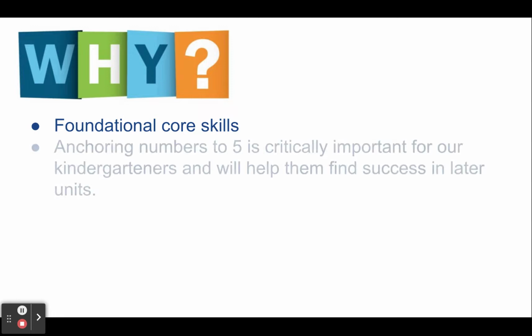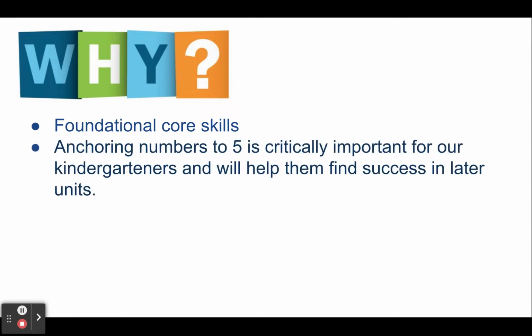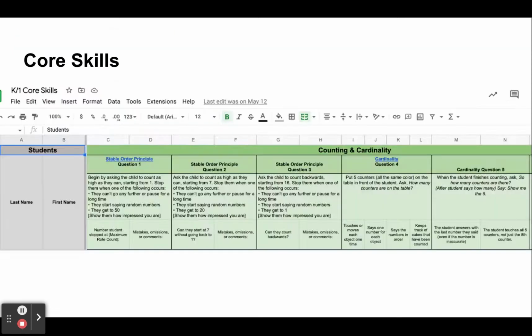Why are we starting this way? Because the foundational core skills that are needed to access numbers greater than 5 need to start with numbers within 5. Anchoring numbers to 5 is so important if our students are going to be able to find success in later units and in later grades in mathematics. The job of the kindergarten teacher is to make sure that students are really well versed in their understanding around numbers within 5. And this will lead to access to higher level math.